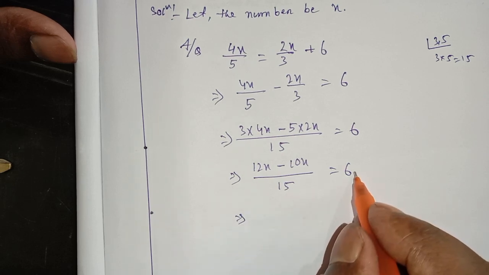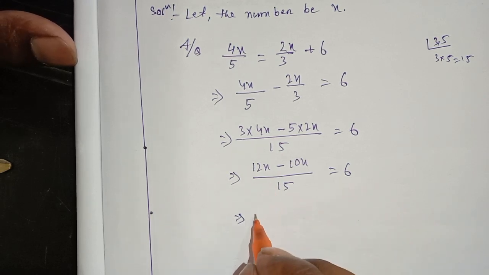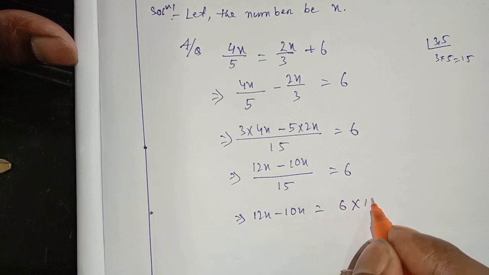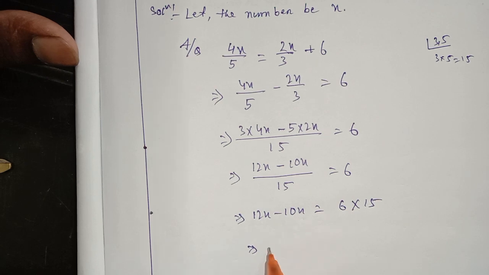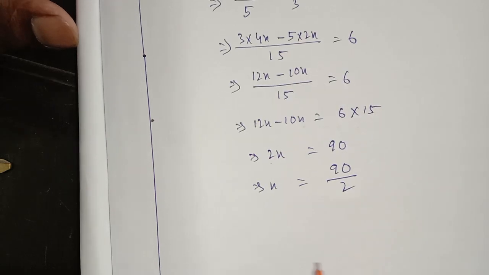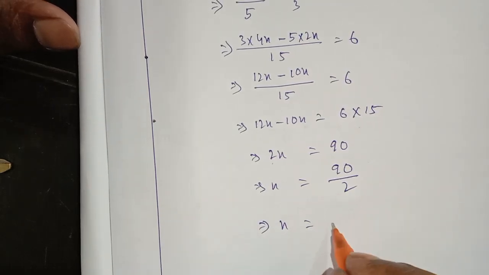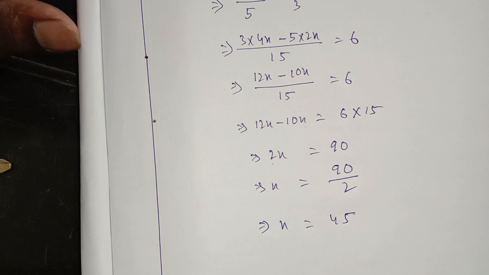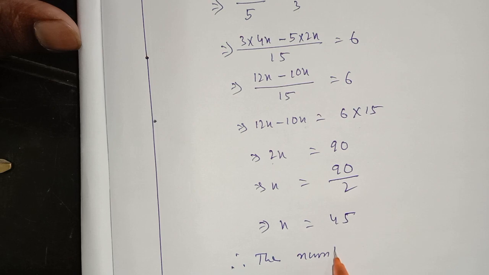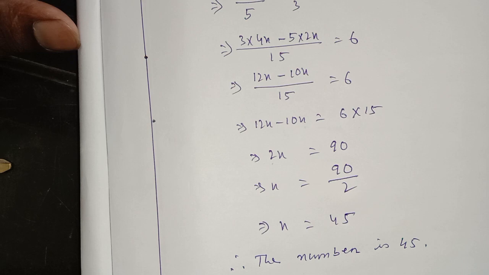Now this 15 will go to this side and become multiplication. That means 12x minus 10x equals 6 into 15. Now 12x minus 10x means 2x equals 90. Now x equals how much? 90 by 2, because this was multiplied, it will become divide. So x equals 45. Therefore the number is 45. Understood?